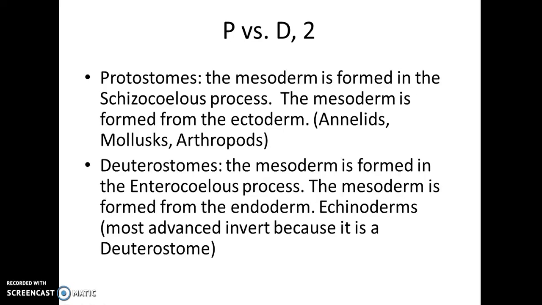In the deuterostomes, the mesoderm is formed from a process known as enterocoelous, which is where the mesoderm is formed from the endoderm. So, not the ectoderm as in protostomes; the mesoderm is formed from the endoderm. Now, the only phylum of invertebrates that has this is echinoderms. Now, deuterostomes are more advanced than protostomes. So the echinoderms are the most advanced invertebrate because they are deuterostomes.